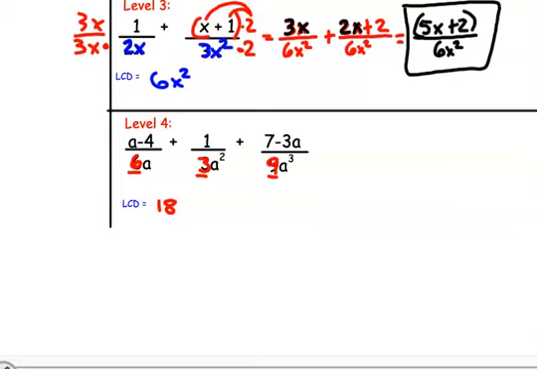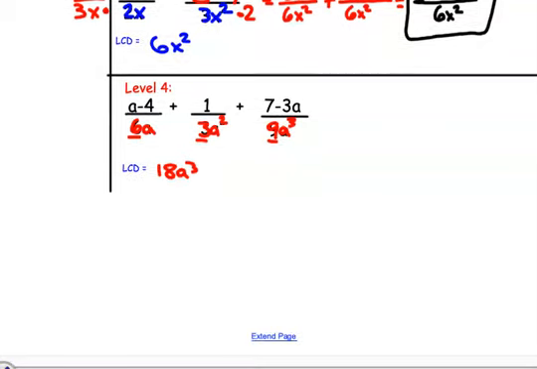Okay. Then look at the a's. The largest amount of a's I have in the bottom already is a cubed, so that's what I need in terms of how many a's I need on the bottom. So my lowest common denominator is going to be 18a to the third. That means I'm going to have some multiplying here. I need to multiply this one by 3 to get to 18, and it needs 2 more a's. It needs another a squared. So that's what I'm multiplying top and bottom by.